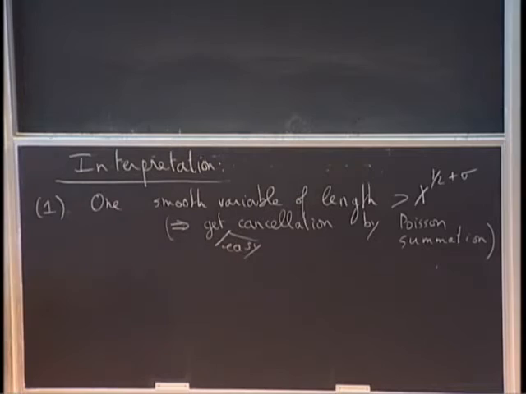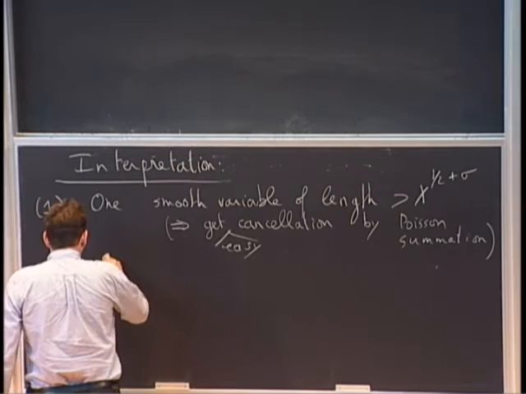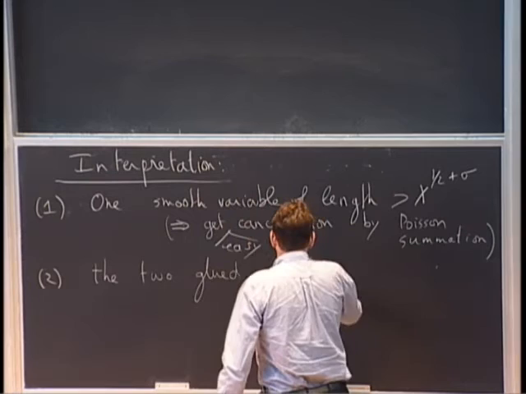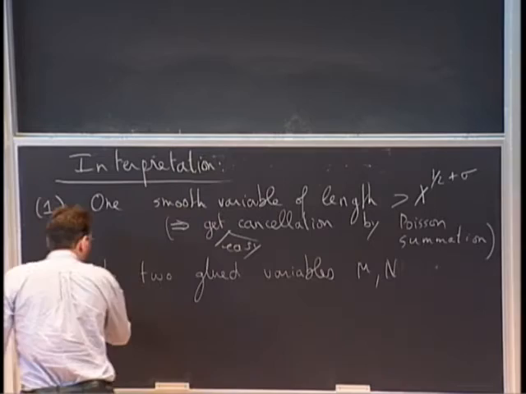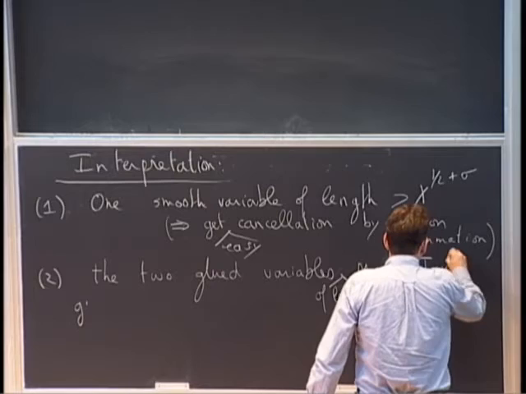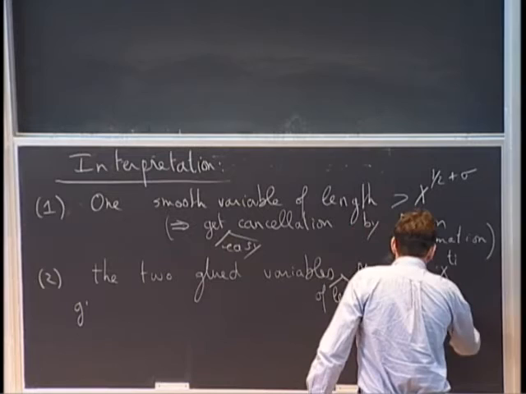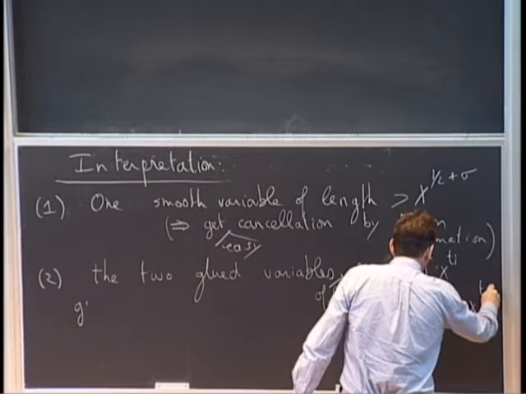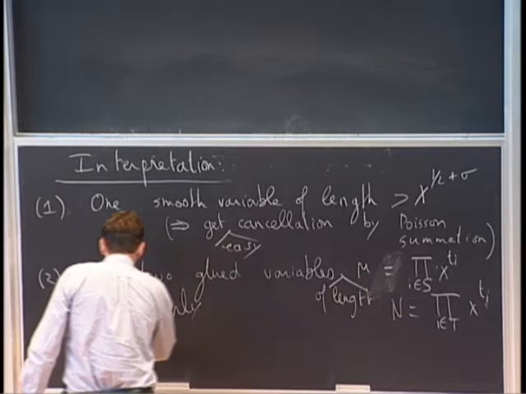Okay? The second case means the two glued variables M, N, of lengths, so M is the product, so it's going to be the shorter one, let's say, the product of x to the t_i for i in S, and N is the other one. So they give a fairly well-balanced bilinear form.